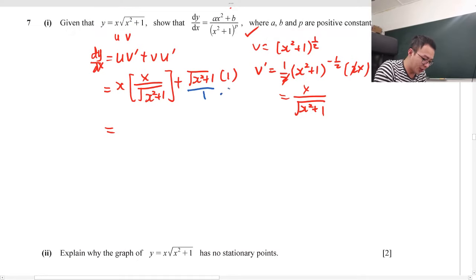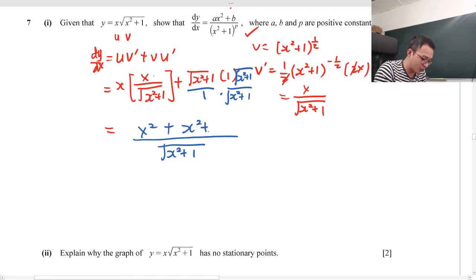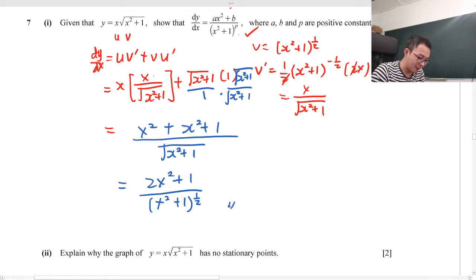So over here, I will need to multiply this one to make them have the same denominator. If I multiply them, I should have the square root of x squared plus 1, and then x times x is x squared. Square root times square root becomes power 1, so this is x squared plus 1. Therefore I have (2x squared plus 1) over (x squared plus 1) to the power half. This is exactly what the question wants, so I'm done here. So basically you need to know how to simplify the square root.